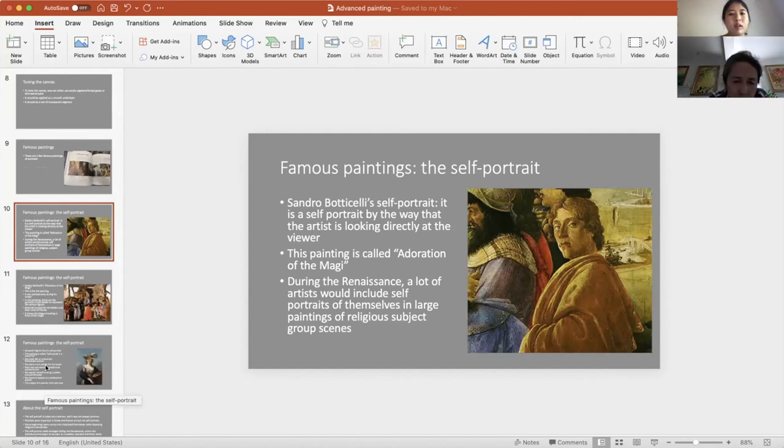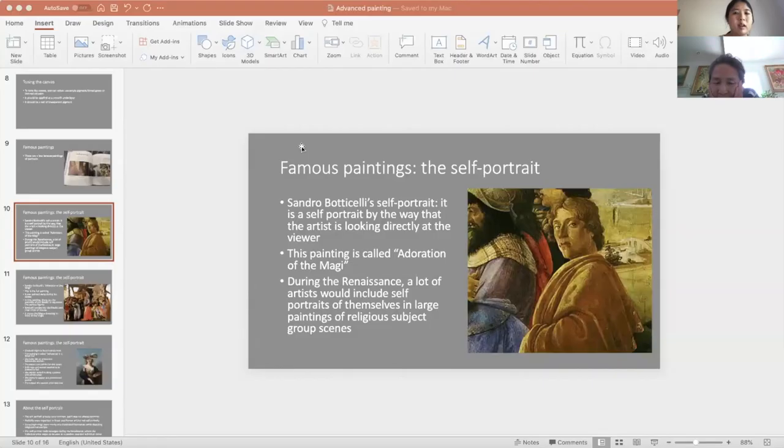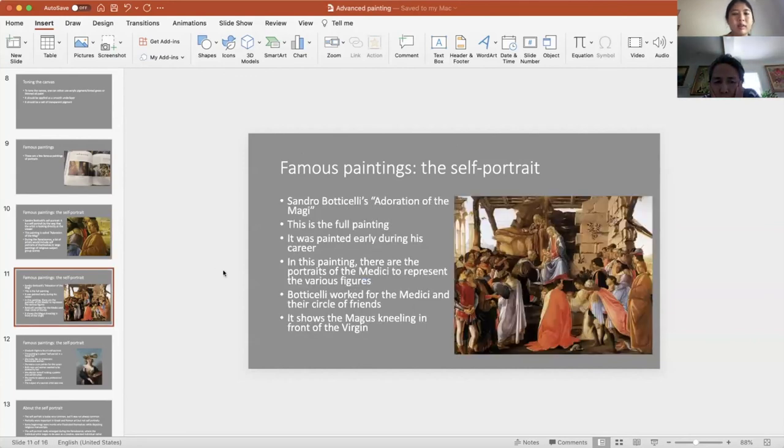the Latin. What is Maggie, and what is the other word on the next page? Adoration of the Magi. I don't really know what Maggie is. Sorry, I should have. How about the next page? I don't understand what Medici is. Oh, Medici. The portraits were of the Medici.